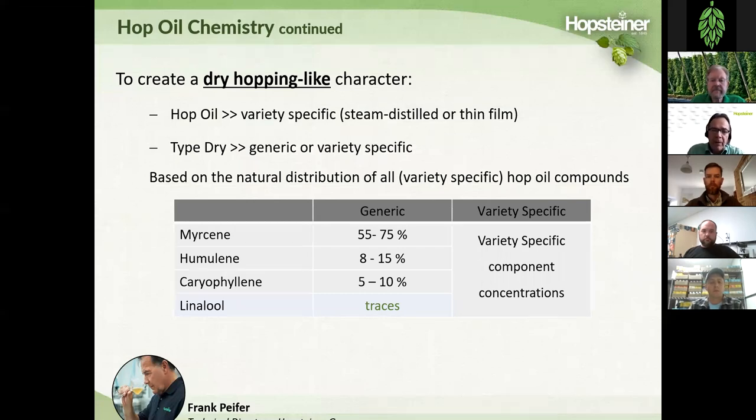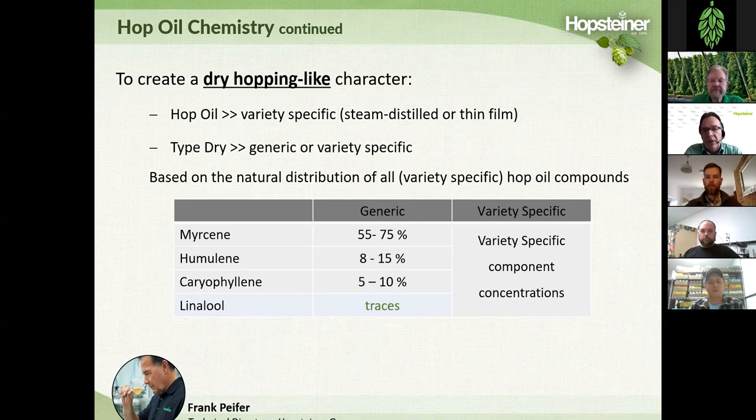And we produce them meanwhile with steam distillation in the US from US varieties. We do the same in the Hallertau from Hallertau or European varieties, also with steam distillation. Another product that we have is a thin-film distilled hop oil that is produced in the US from extract, so they are also able to take the oil out of an extract. That means that for the whole range of available hops, we are able to distill and bring out the oil and sell these oils as 100% variety specific.